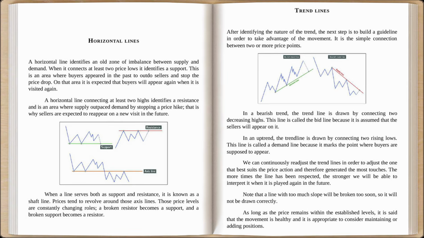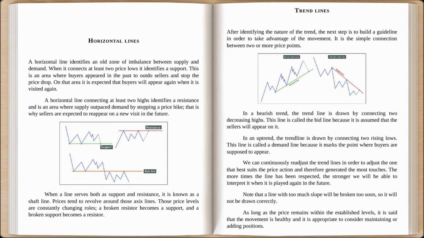Horizontal lines. A horizontal line identifies an old zone of imbalance between supply and demand. When it connects at least two price lows, it identifies a support. This is an area where buyers appeared in the past to outdo sellers and stop the price drop. On that area, it is expected that buyers will appear again when it is visited again.